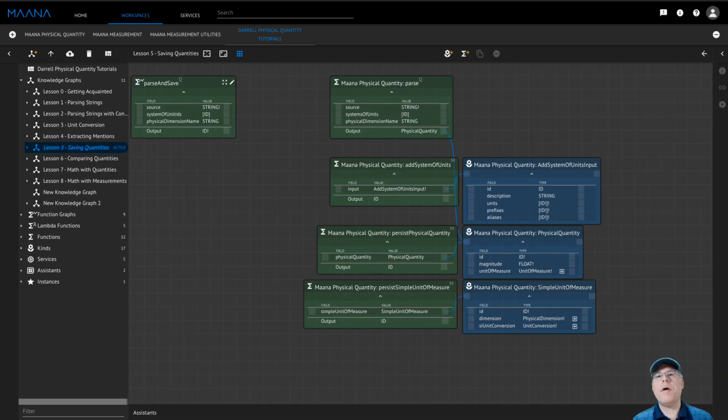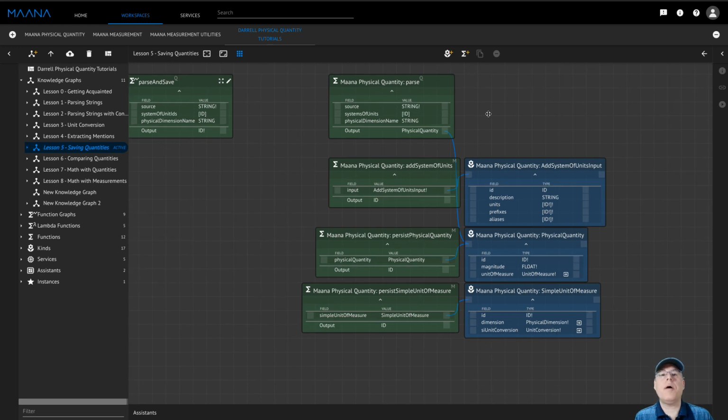You should now have all the information you need to work through today's exercise. Remember, you're going to be creating a function called parse and save that parses a physical quantity and then saves it to kind2b. If you'd like a little bit of an extra challenge, go ahead and create your own unit of measure and your own system of units that includes that unit of measure, and try using that with your parse function. I'll be back in a moment after you've had a chance to try your hand at this exercise.